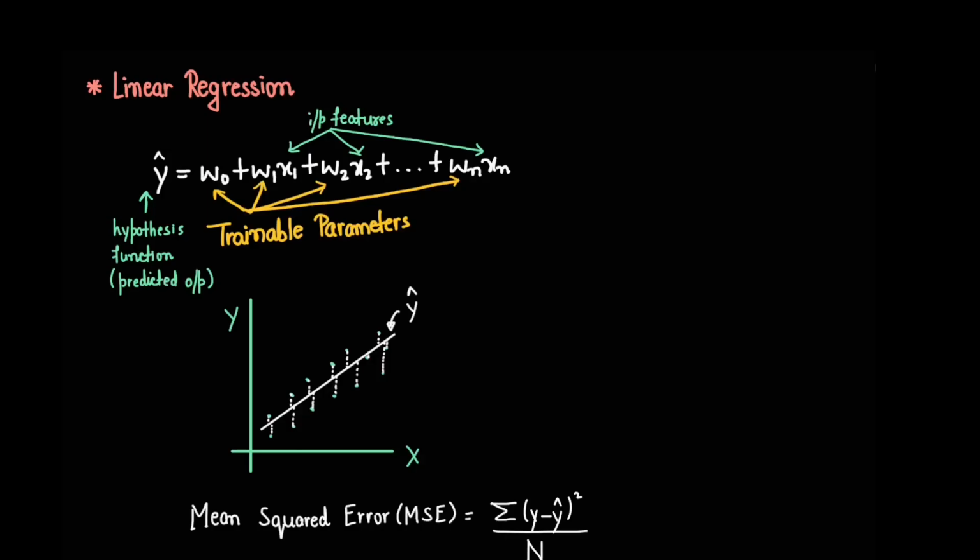Now we call this y hat our hypothesis function. This is basically going to be our predicted output. These x1, x2 up to xn are our input features. Now W0 is the bias, and W1, W2 up to Wn are the weights of our model. These weights and biases are what we call trainable parameters.